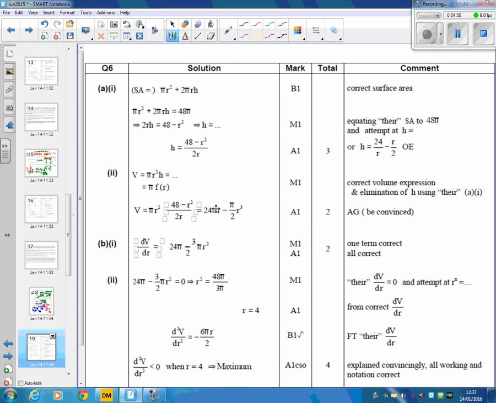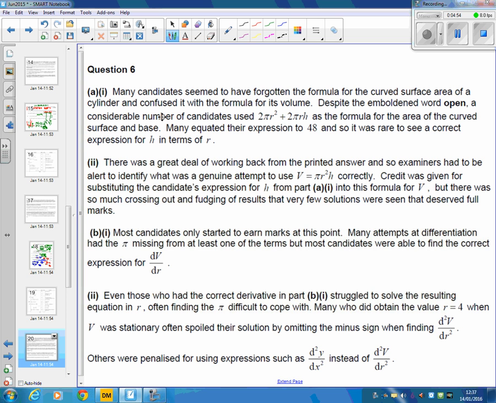Mark scheme there, and the examiner's report, it says at the top, many candidates seem to have forgotten the formula for the curved surface area of a cylinder and confused it with the formula for the volume. Lots and lots of people had trouble.